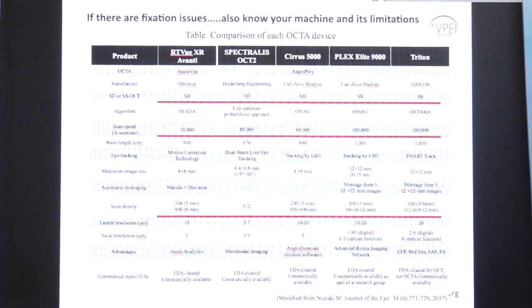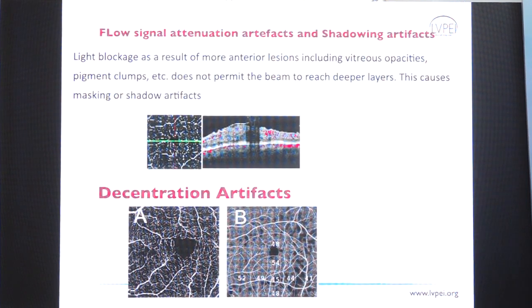As I said, if you know your machine, Dr. Gupta talked about how different machines have different kinds of scans, which have been shown in this slide, how RTVue and Spectralis vary in the number of scan speeds that they have. The scan speed will determine how much time for acquisition each of these machines takes, also the slab that these machines are taking.